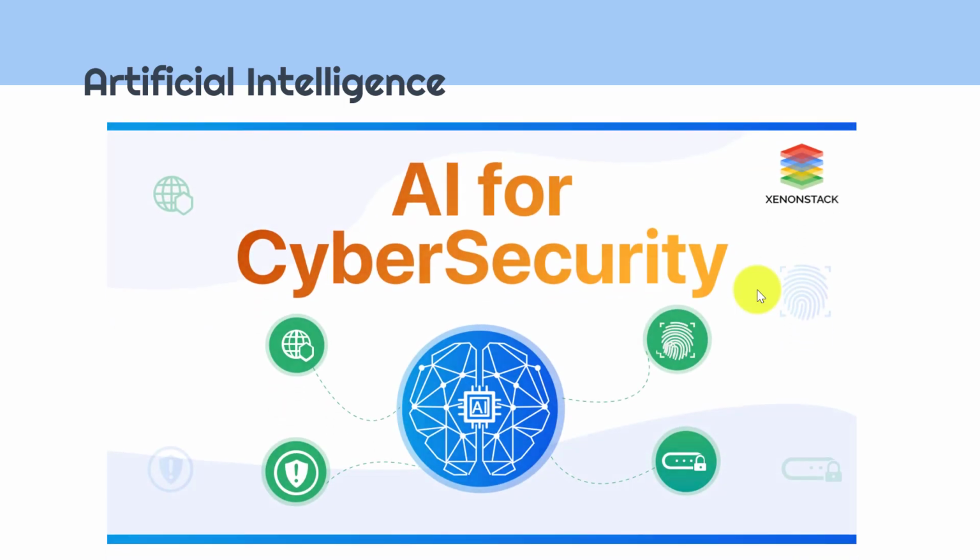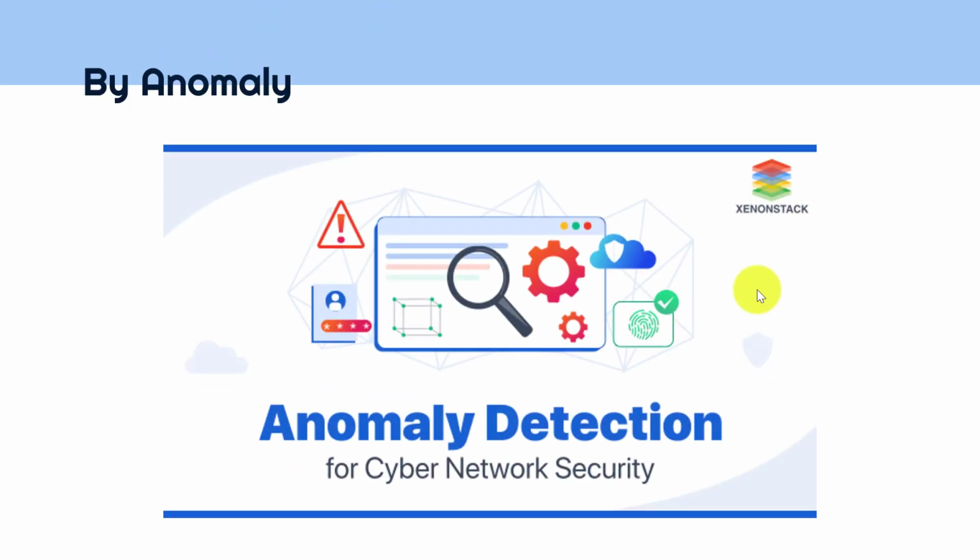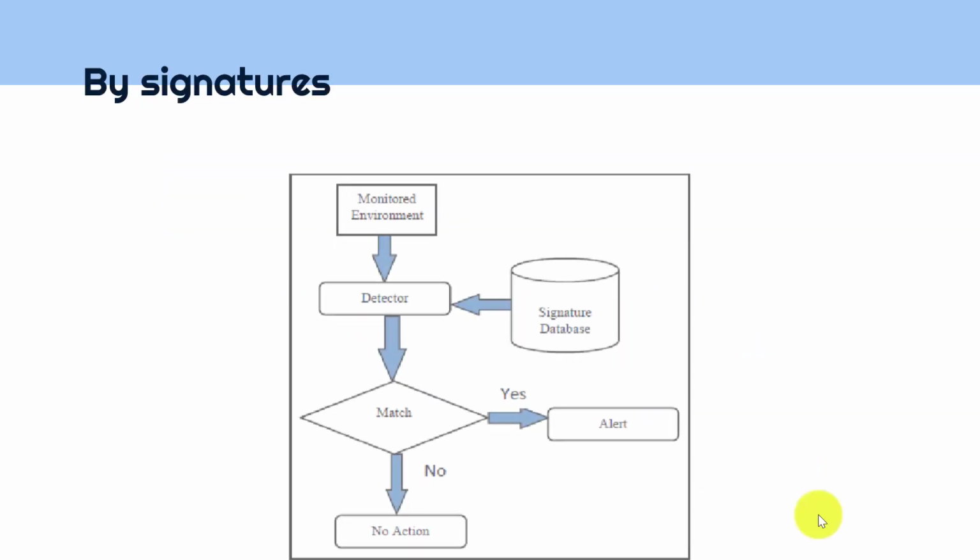Artificial intelligence. There are several methods that artificial intelligence can use to detect intrusion. The first one is by anomaly. Anomaly detection is a process of identifying patterns that do not conform to expected behavior. The artificial intelligence model will learn the normal behavior of the system and will flag any deviation as an intrusion.